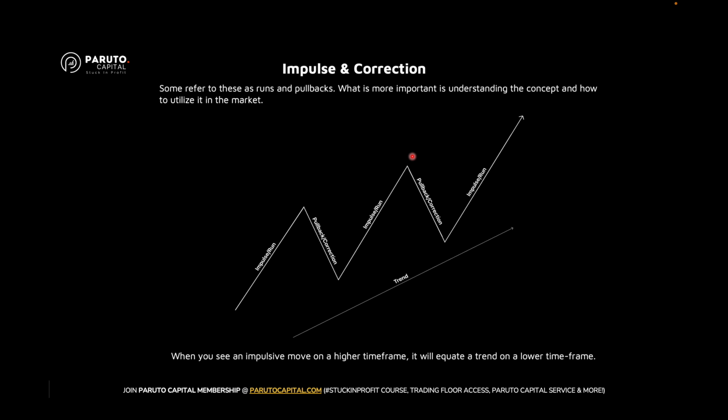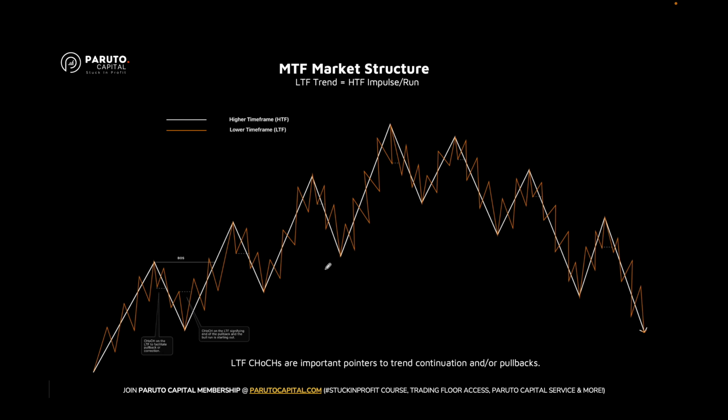So the rally up, the rally can be called a run or an impulse, right? Then the pullback, some persons might call it a correction, is just the same thing. The most important thing is understanding the concept. Now, when you see an impulsive move on a higher time frame, for example, this type of move from here, right? When you see this type of move on a high time frame, it's usually a trend on a lower time frame, right? That's just something to note, and we're going to see that shortly.